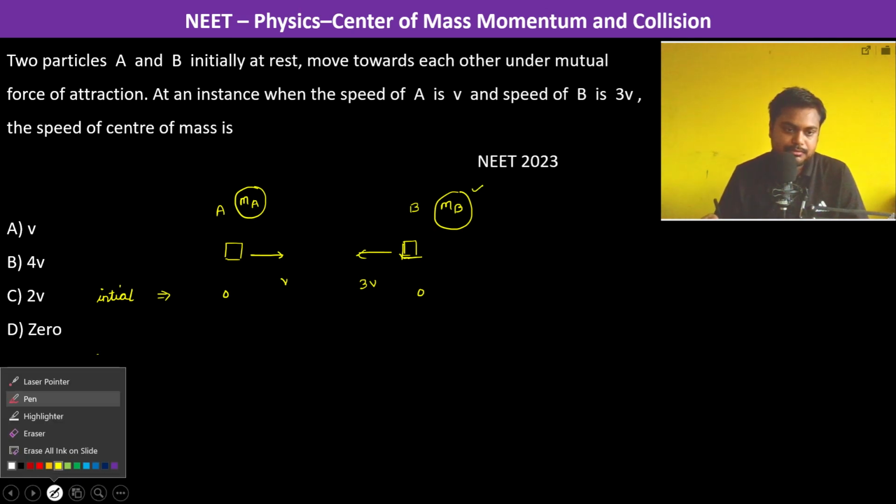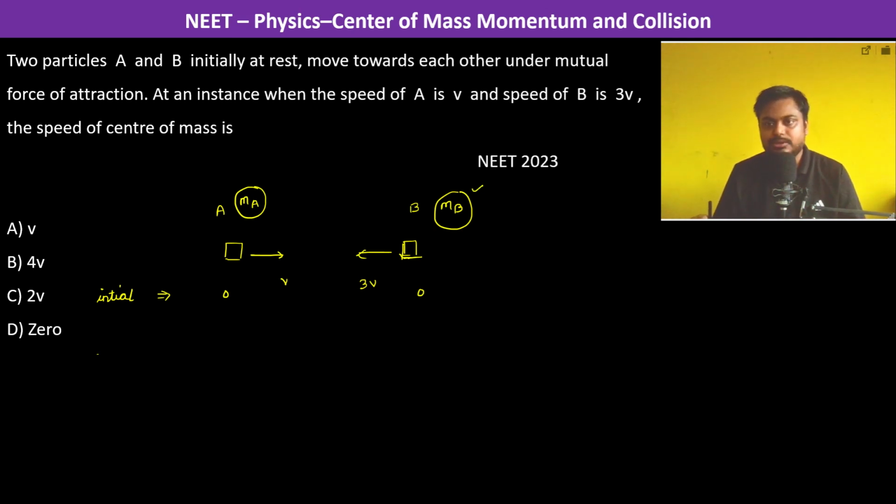Since the force of attraction is mutual, we'll solve it in two ways. First way: when the force of attraction is mutual, this is F and this also has to be F, because they are an action and reaction pair. Even the gravitational force, G m1 m2 by r square, acts on both of them.